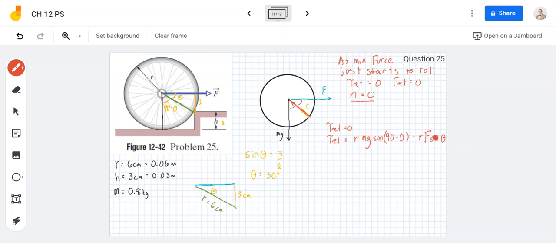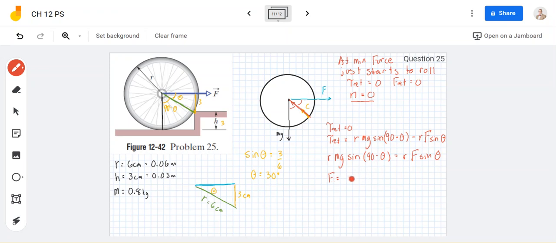One's positive, one's negative. Set them equal to each other here because they're both equal to 0. So I end up with r mg sine (90 minus theta) is equal to r F sine theta. And we're actually solving for F.